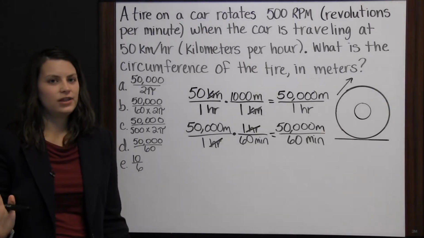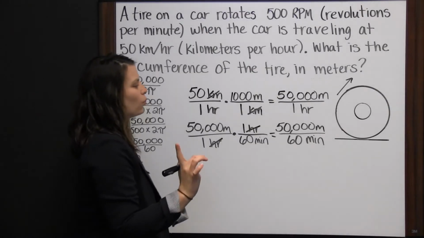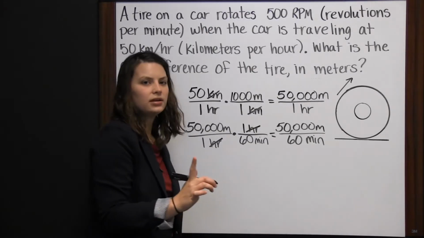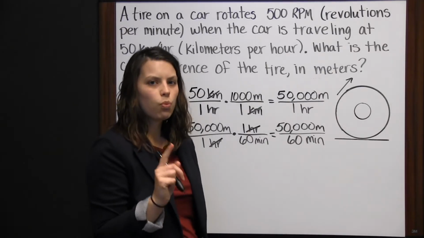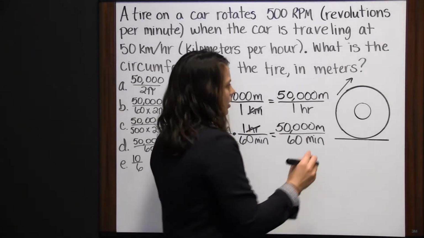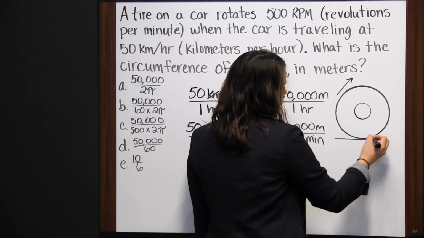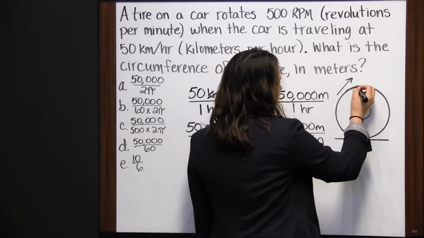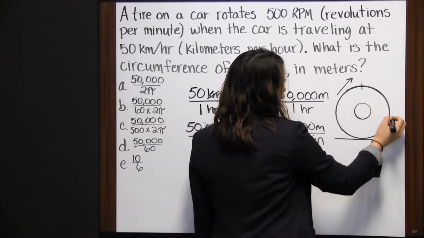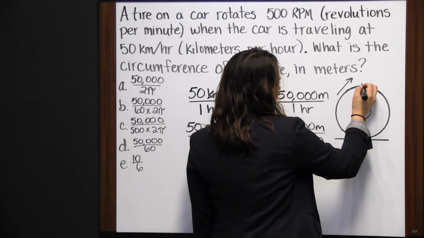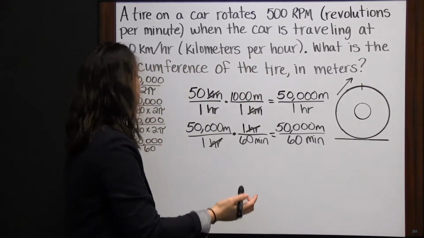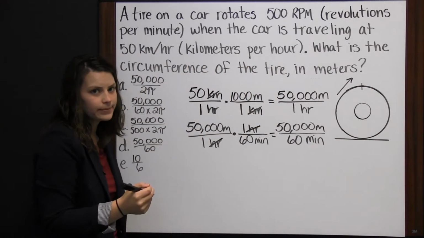What I want to find, though, is what one revolution is. How many meters is one revolution? Because one revolution is one time all the way around the tire. And that would be the circumference, which is what they're asking me for.